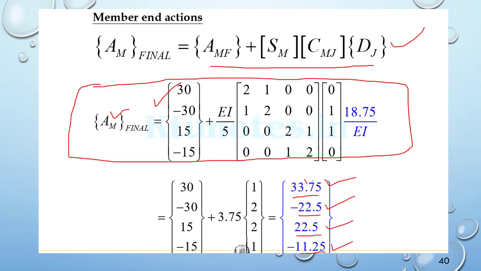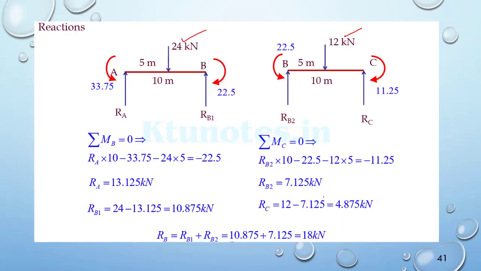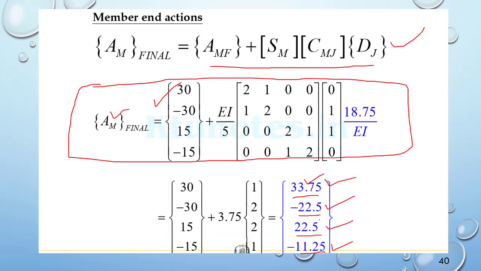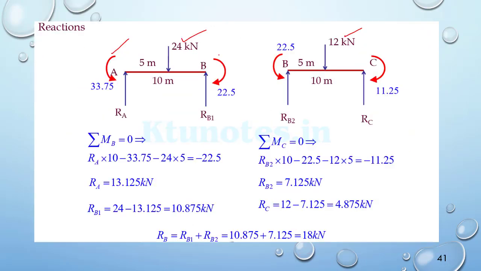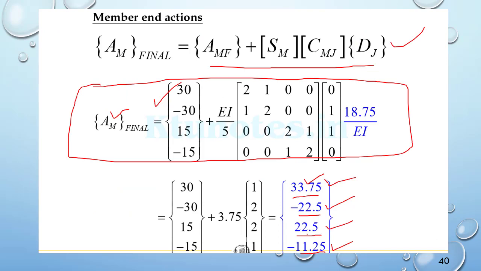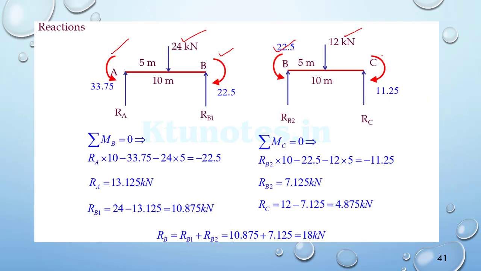That is, this is actually positive, being anti-clockwise. The next one is minus 22.5, which will be clockwise. 22.5 will be anti-clockwise, and the last one will be anti-clockwise with the usual loads. So this will be the final one.